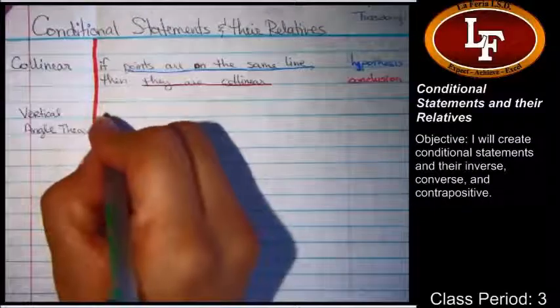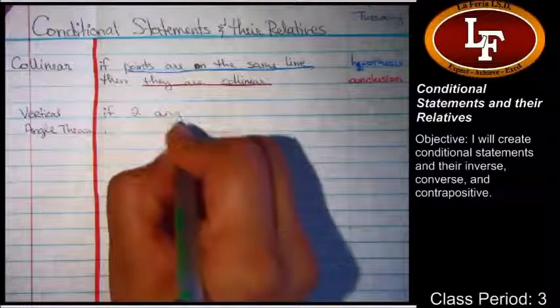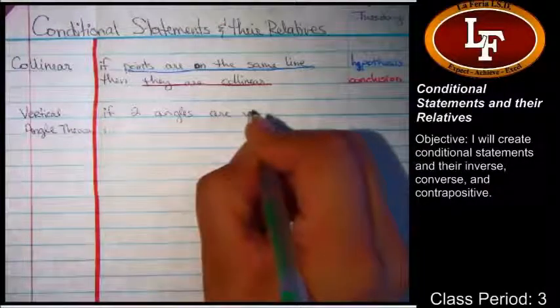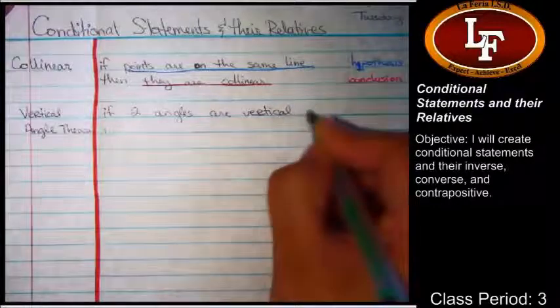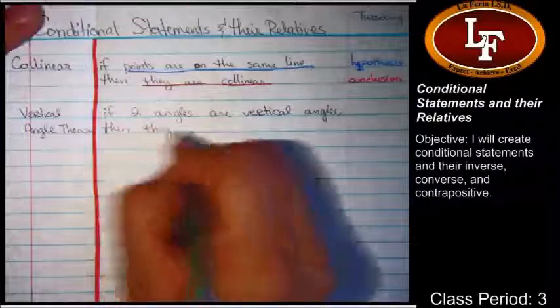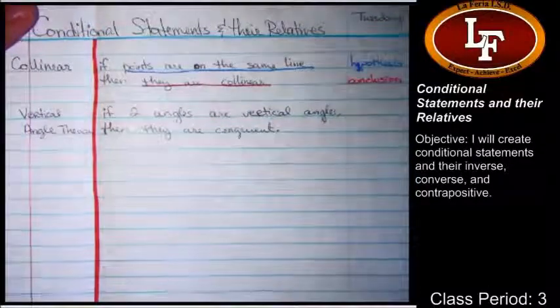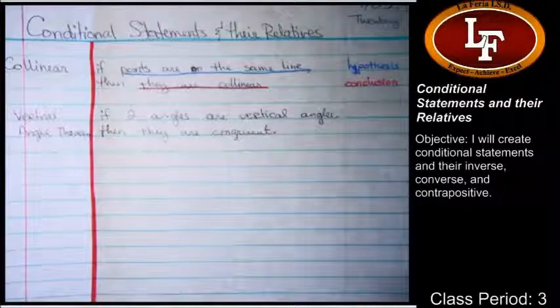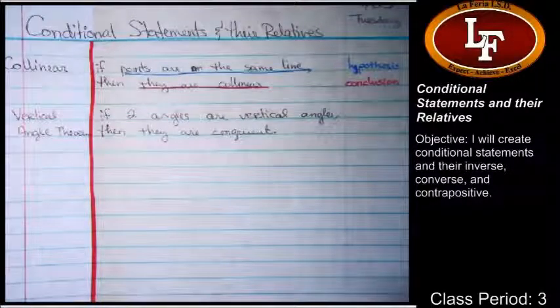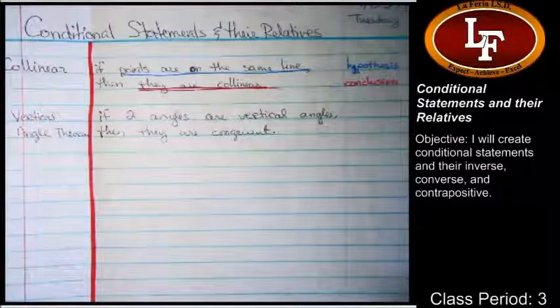So the vertical angle theorem, as an if-then statement, would read, if two angles are vertical angles, then they are congruent. Lovely. Take a moment and underline the hypothesis. If you're using a single color, underline it once. If you're using a single color, underline the conclusion twice. Take a moment, identify those.